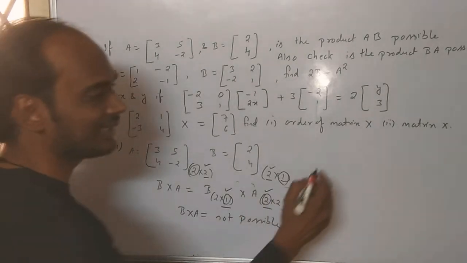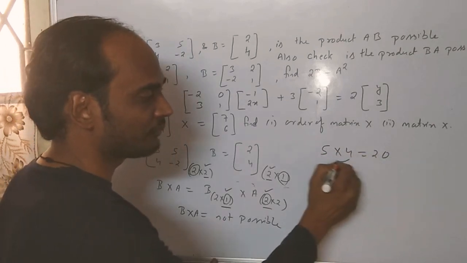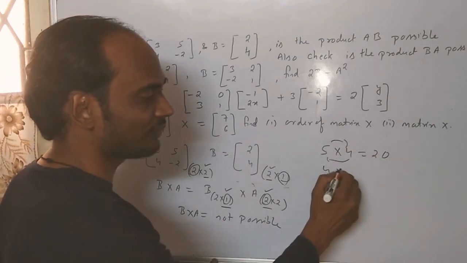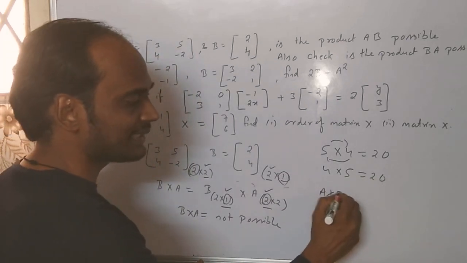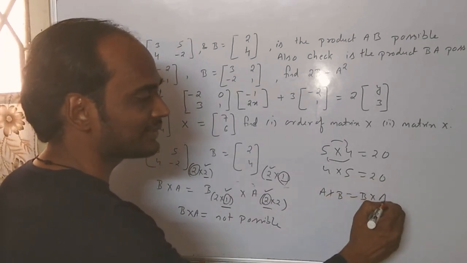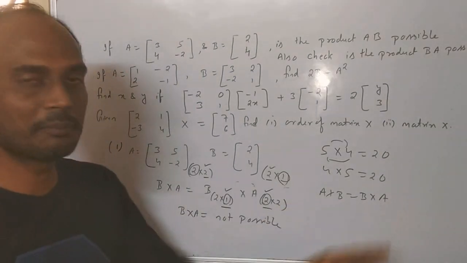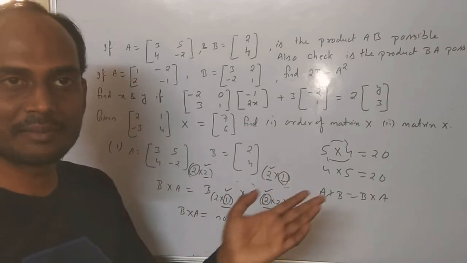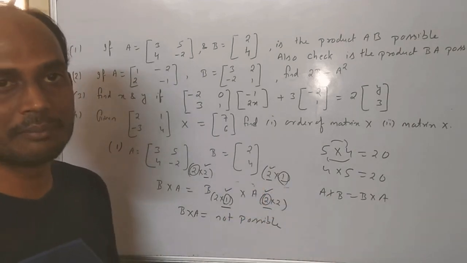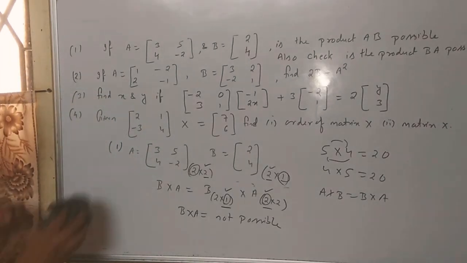Unlike numbers, in case of numbers, suppose I say 5 into 4, then this is 20. If you interchange the positions, 4 into 5, then also it is 20. That means A into B is the same as B into A in case of number multiplication. But in case of matrices, A into B and B into A are not the same. Here the product is not possible at all. In some cases, maybe the product is possible, but the answers will not be the same. So this is the multiplication of two matrices.